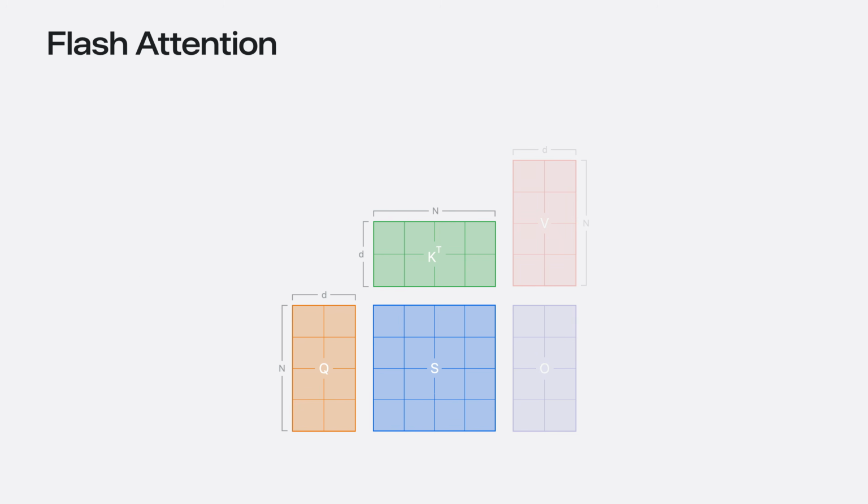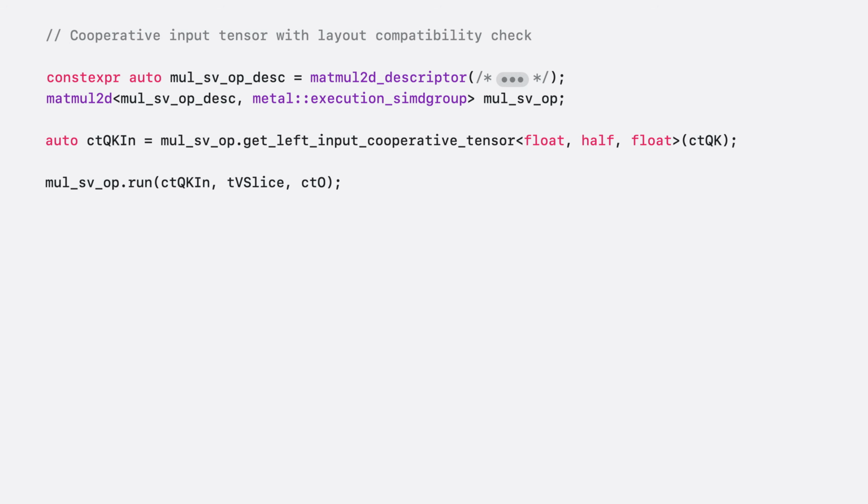Now we're ready to multiply this cooperative tensor by V. In macOS 26, you would have had to first store it to threadgroup memory, but it's now possible to use cooperative tensors directly as inputs to matmul operations. To do this, call the getLeftInput cooperative tensor method, passing the source cooperative tensor as an argument. You can then pass the result as an input to the second matmul operation.